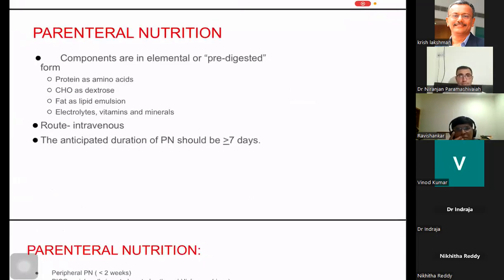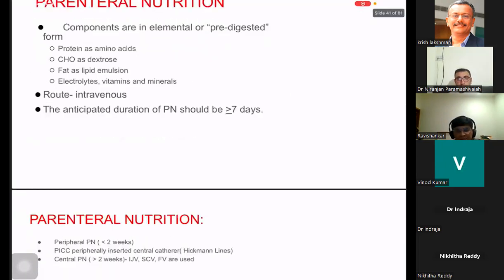Parenteral nutrition. In parenteral nutrition, we provide the nutrition in elemental or pre-digested form: proteins as amino acids, carbohydrates as dextrose, fats as lipid emulsions, and electrolytes, vitamins, and minerals. This is provided through the intravenous route, and generally the anticipated duration should be at least 7 days.